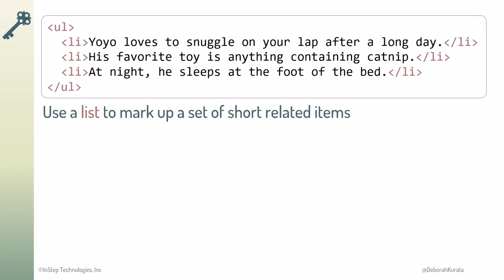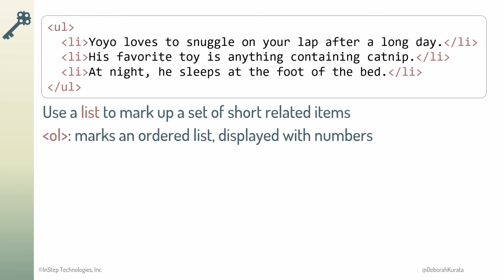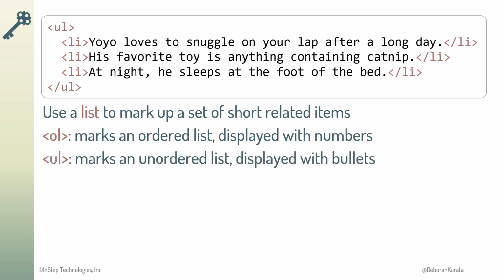So, use a list to mark up a set of short related items. OL marks an ordered list, which by default is displayed in the browser with numbers. Use UL for an unordered list, shown with bullets. In either case, use the LI or list item element for the list items nested within the list.